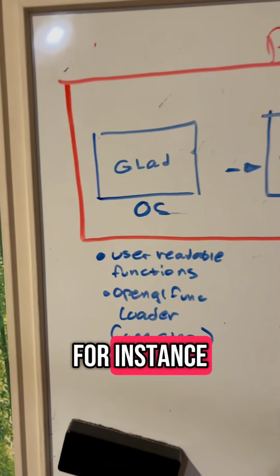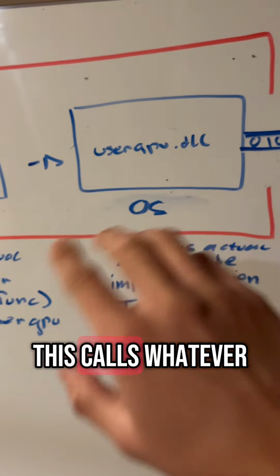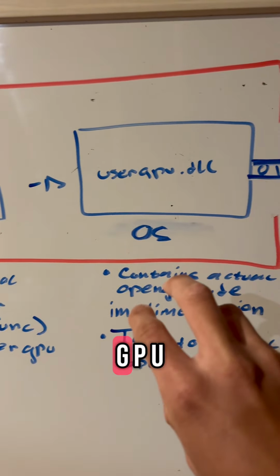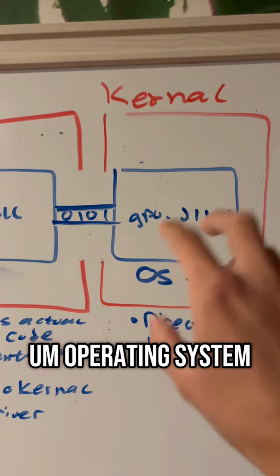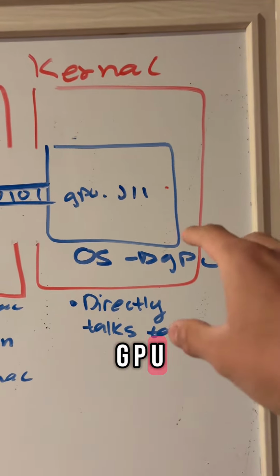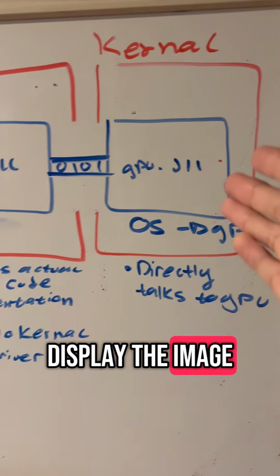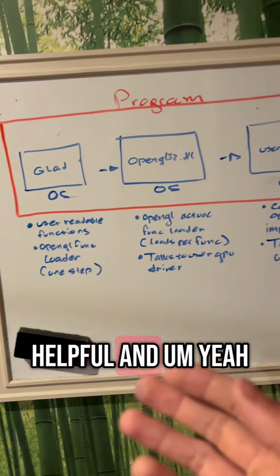So say for instance you call a function draw, it's going to go directly to the user GPU.dll. This calls whatever it needs to talk to the GPU, goes into the kernel one, and this one says, hey operating system, I'm going to send this stuff to the GPU, and it's going to display the image or whatever. That's basically what it does. So hopefully that was kind of helpful, and yeah.